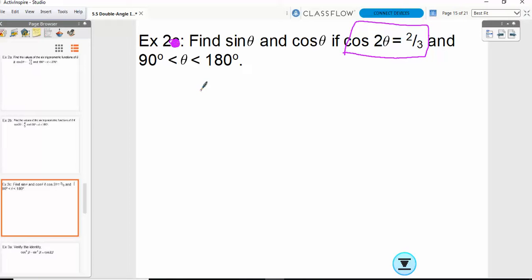I prefer to use formulas that only have one trig function in them at a time. They generally turn out a little bit easier to work with. So I'm going to pick one of those. So let's just say cosine 2 theta equals 2 cosine squared theta minus 1. Okay, it's not the only way to do it. I just picked one of my 3 formulas to start with.